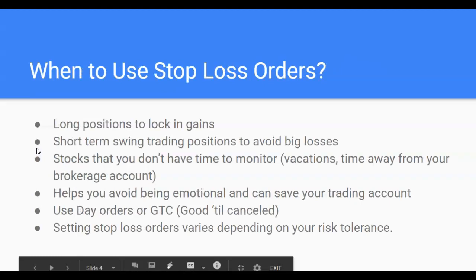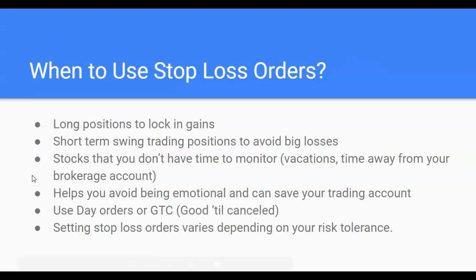Okay, so when to use stop loss orders? Well, I kind of mentioned that already in one of the earlier slides, but basically you want to use them for several reasons. The first one is you want to use them on long positions to lock in gains. So if you bought a stock at $5 and the stock runs up all the way to $10 or $15, you want to put a stop loss along the way so the stock doesn't come all the way back down to $5 and then you didn't make any money.